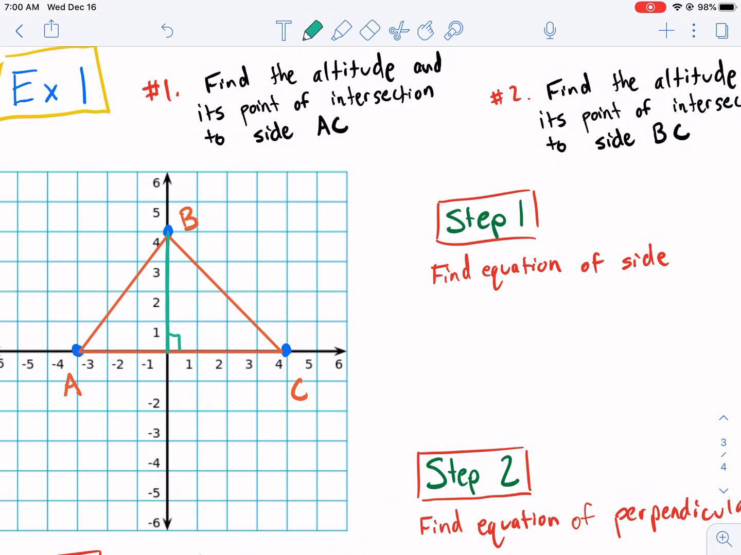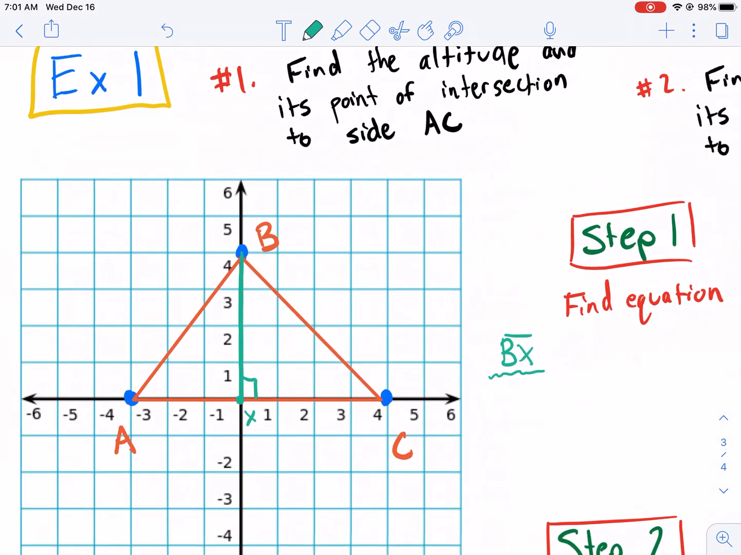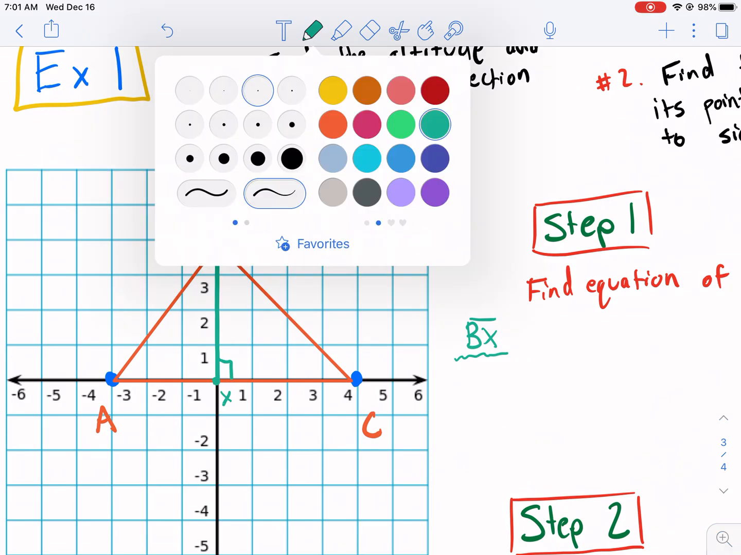So this one's fairly easy, and it's kind of a fairly easy process. We have to find the equation of a side. Now, for the first altitude, what should I call it? I'm going to call this X. Okay, so this is point X where it meets up. So BX, we're going to concentrate on this one first. What's its equation? Well, we could find the slope, and keep in mind that you might need to use the slope formula if you don't remember it. So I'm going to write it down for you.